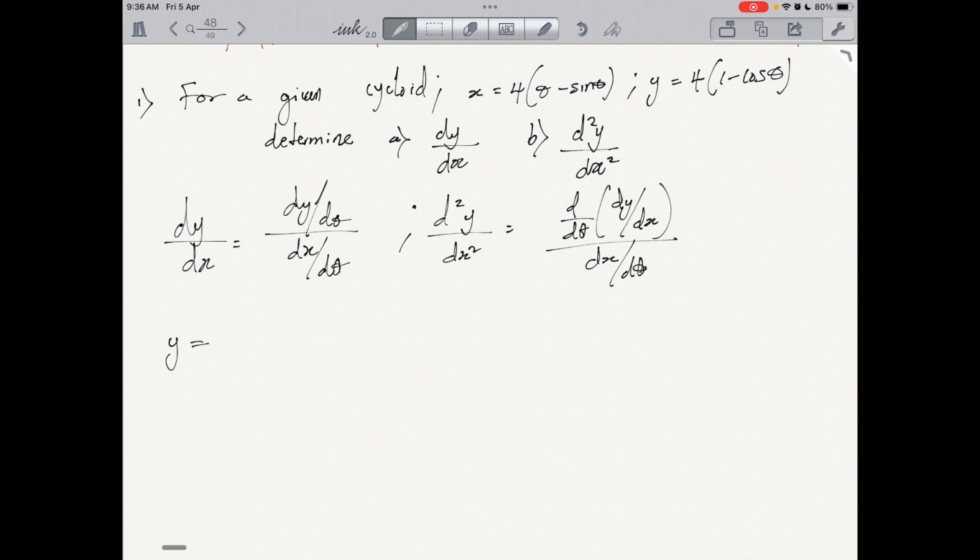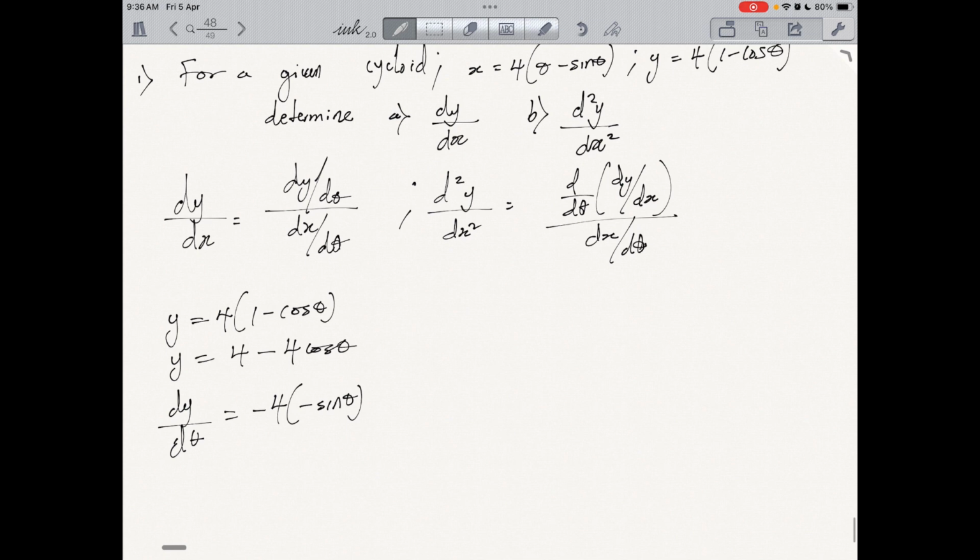Given that y is 4 into 1 minus cos theta, this can be simplified as 4 minus 4 cos theta. Therefore, our dy/d theta is what? Minus 4 into minus sine theta, because when we differentiate cosine, we will have minus sine. And this is equal to 4 sine theta.